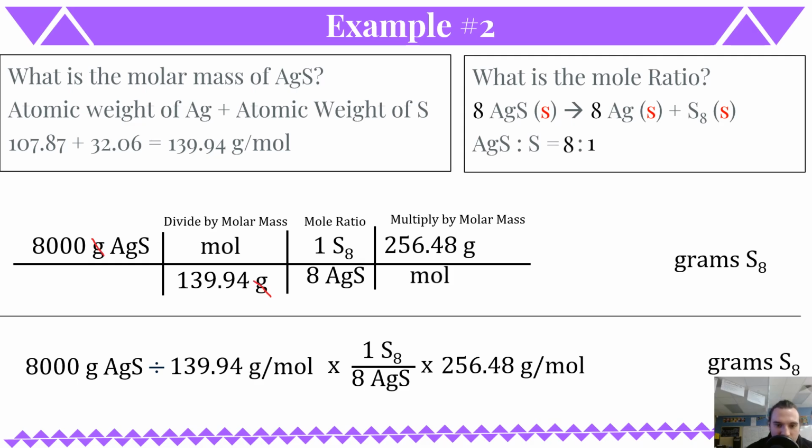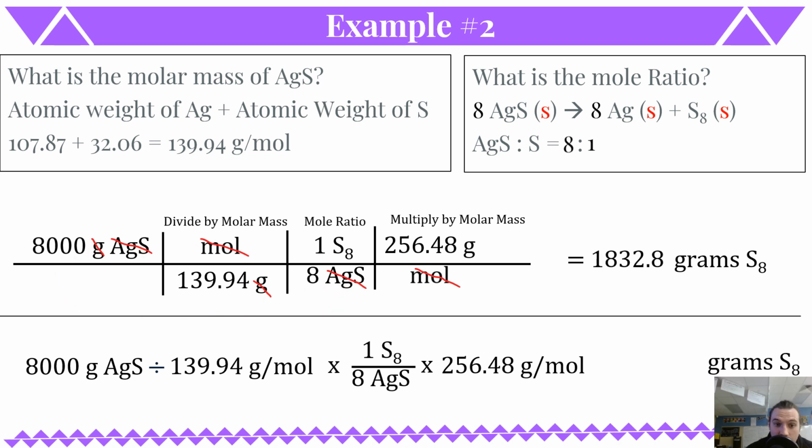Grams cancels with grams again. AgS, silver sulfide, cancels with AgS. It works out perfectly. It's not part of our final answer. And moles cancels with moles. So the only units we're left with are S8, that's sulfur, and grams. So grams S8 is exactly what we wanted. That's exactly what we end with. It's very difficult to see down here what our units are at any given time.